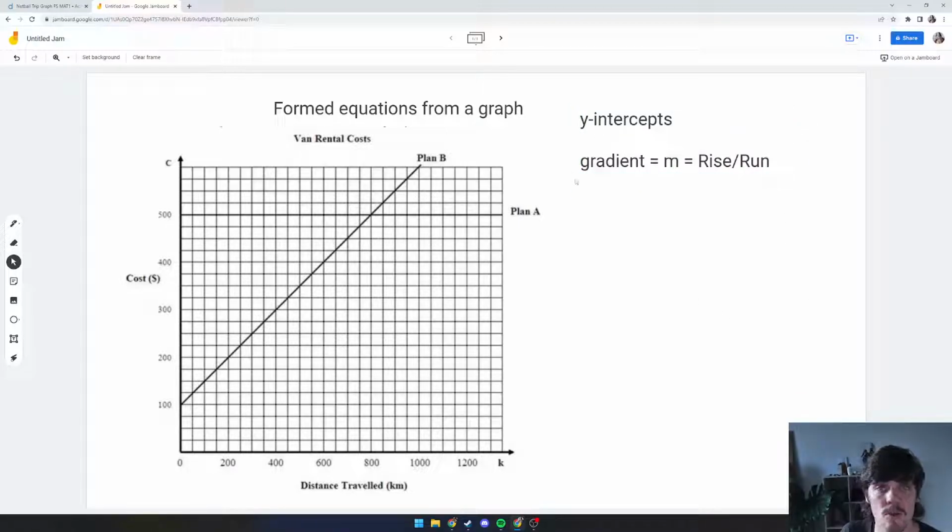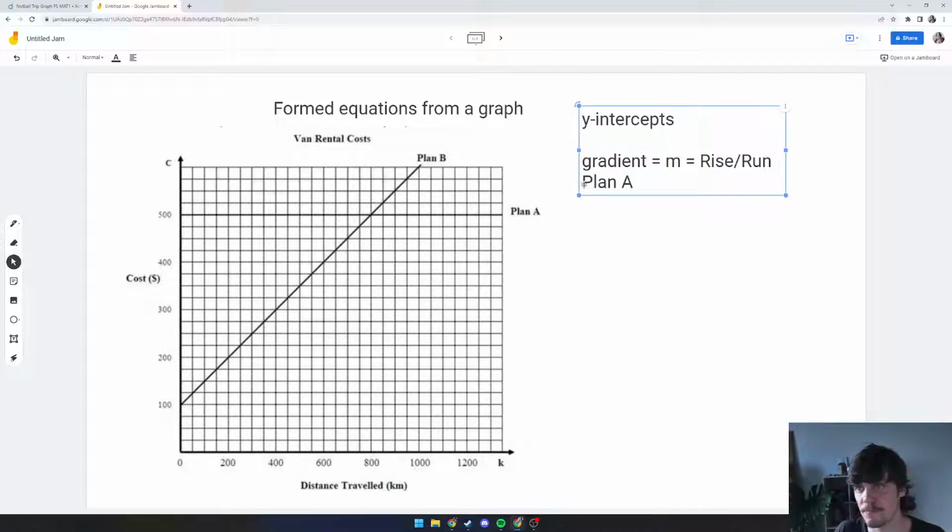So let's start with plan A. I'm going to do plan A in a certain color so we can see what's happening, and then I'll do plan B in another color so we can see what's happening. Let me just work out how to do that here.